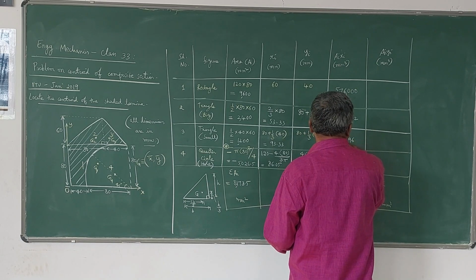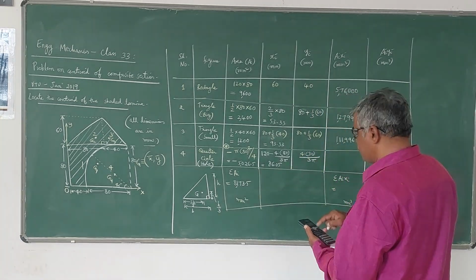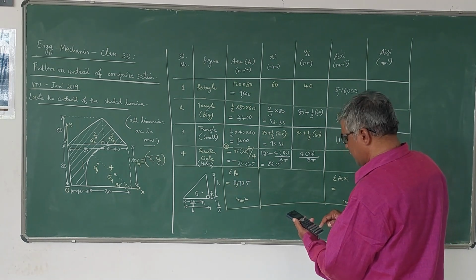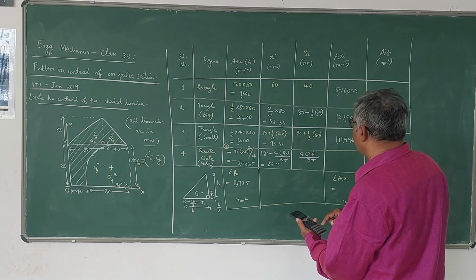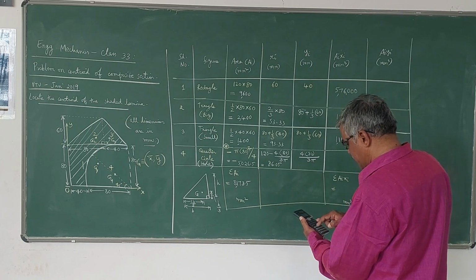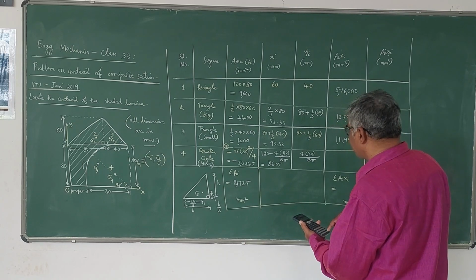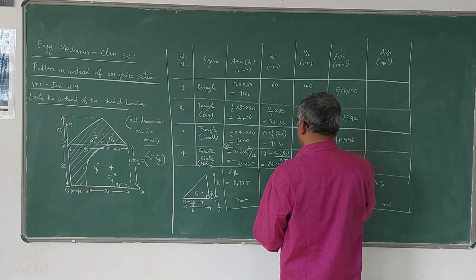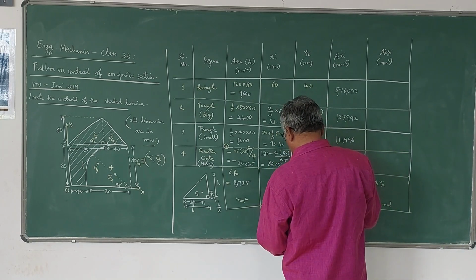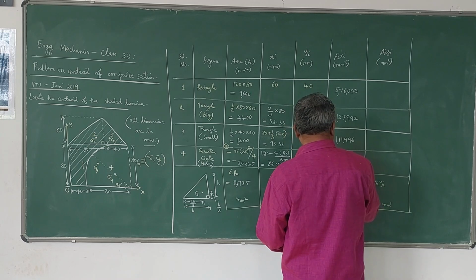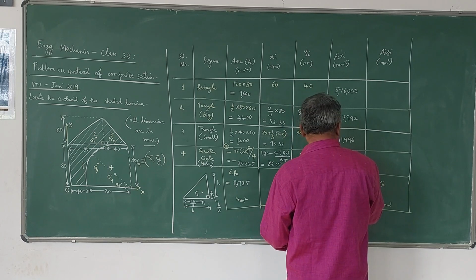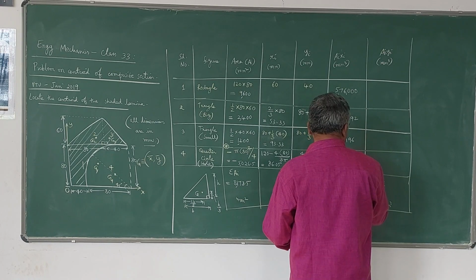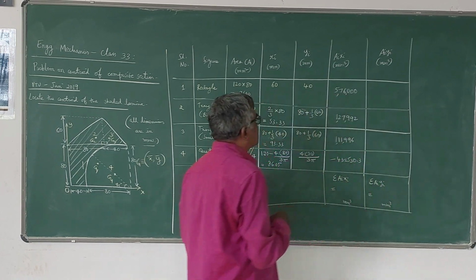111996. Next, this value negative 5026.5 into 86.05. So negative value, minus 432,530.3. So this is the AIXI value.